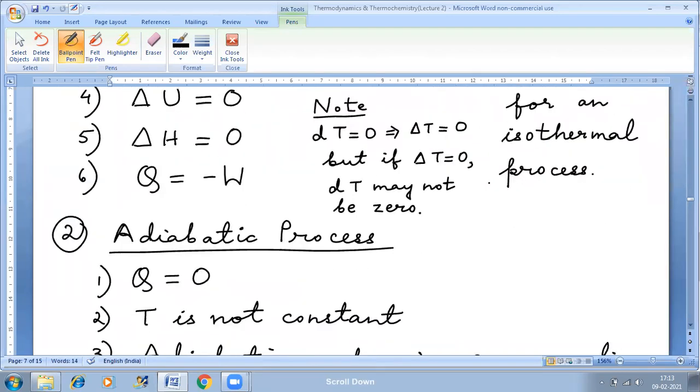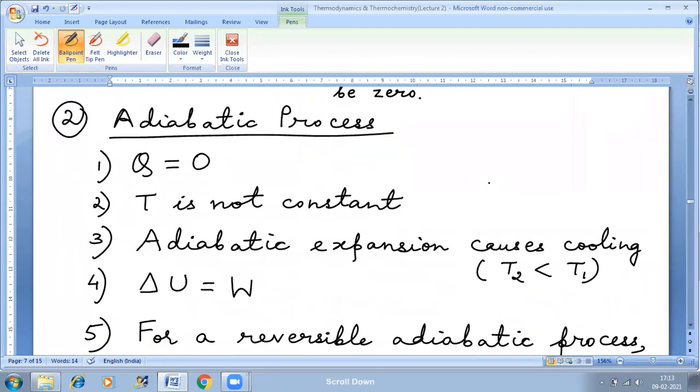Next, adiabatic process. In an adiabatic process, Q is equal to 0. That means there's no heat gained or lost. So Q is 0. Temperature is not constant. So temperature will change.